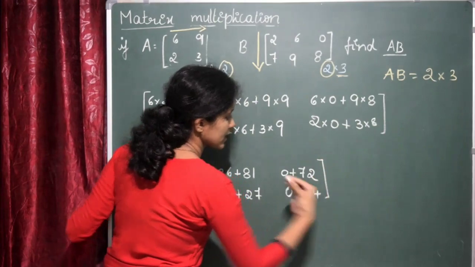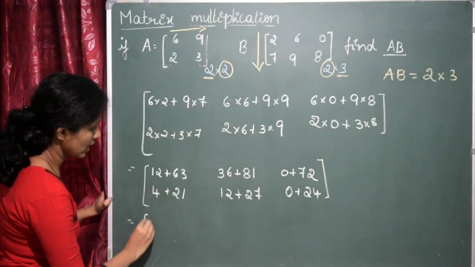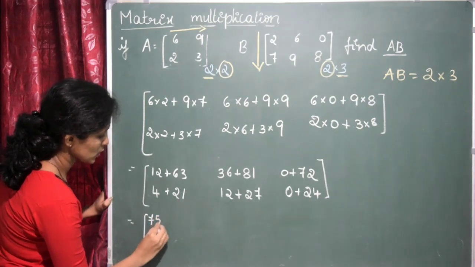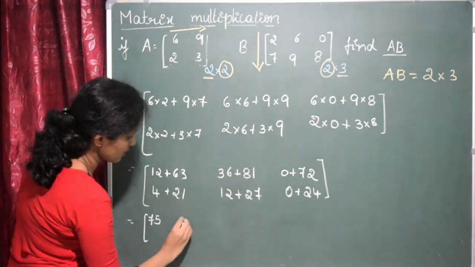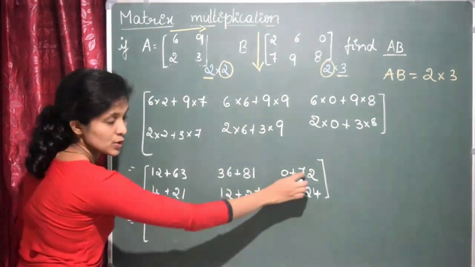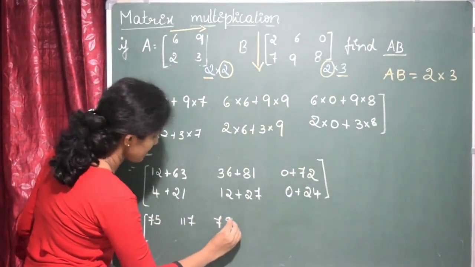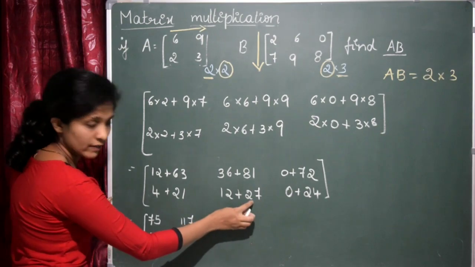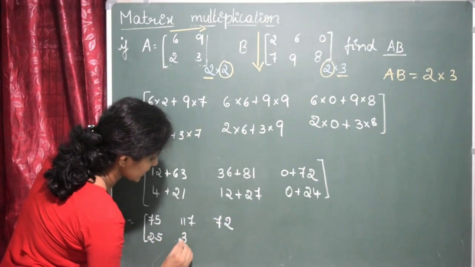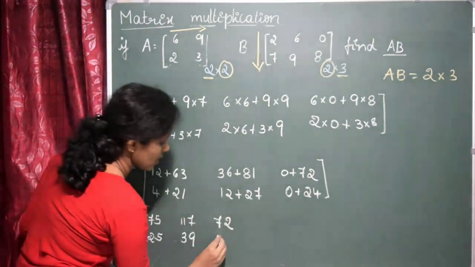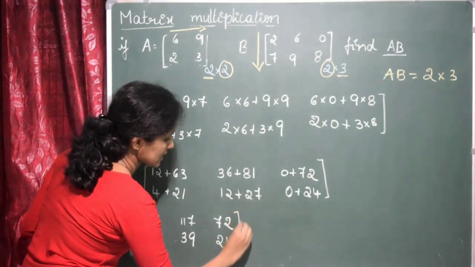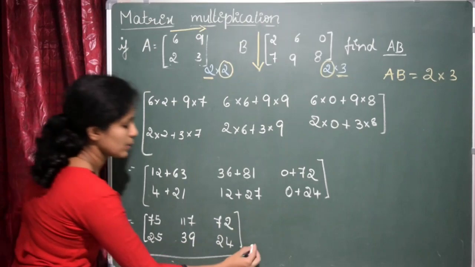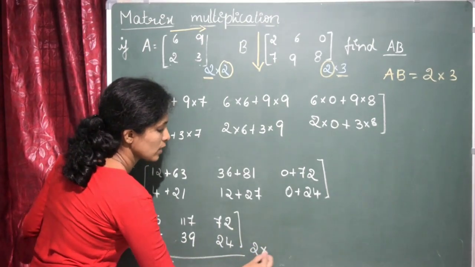Now we can simplify this, right? So this is now 63, 75, right? So this is now 81, 117. So this will be now 72. So this is now 25, 27, 37, 39, right? So this is now 24. Is it clear? This is the product of A and B. What is the order of this matrix? Number of rows is 2 and number of columns is 3. Right?